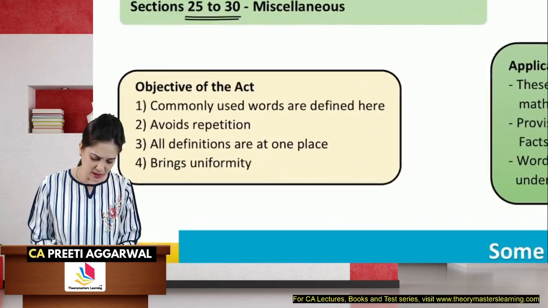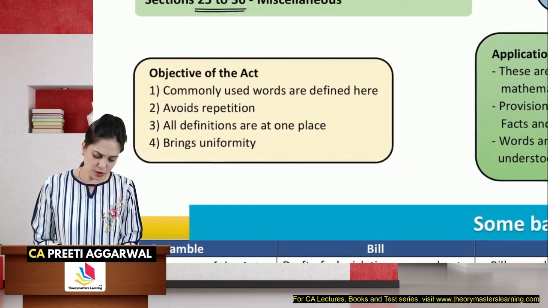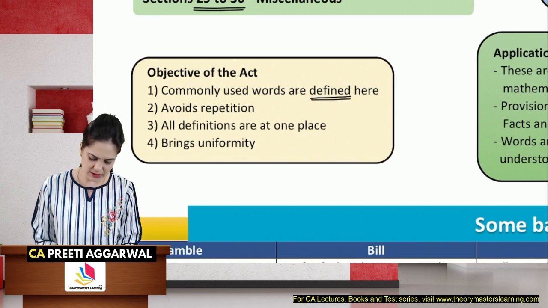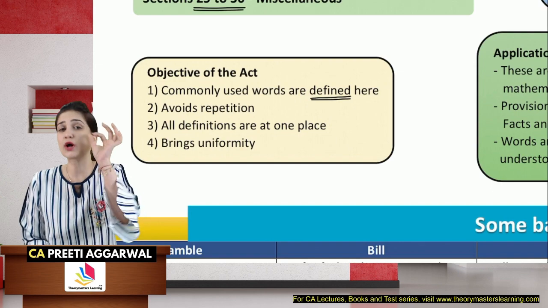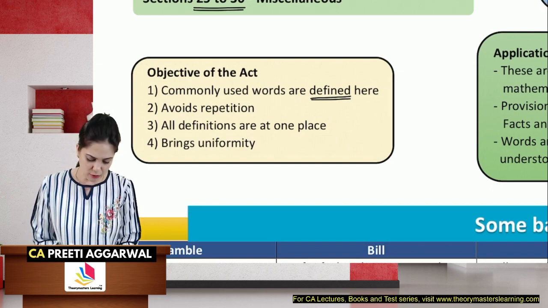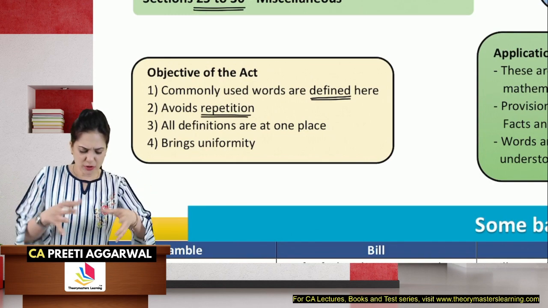So what is the objective of the act? The objective of the act is to define commonly used words. So the commonly used words are defined over here. That is the meaning of the word clause that you have seen in the main heading of the act. This avoids repetition. This is the whole purpose of definition: avoiding repetition.